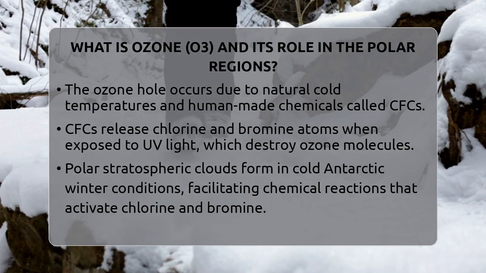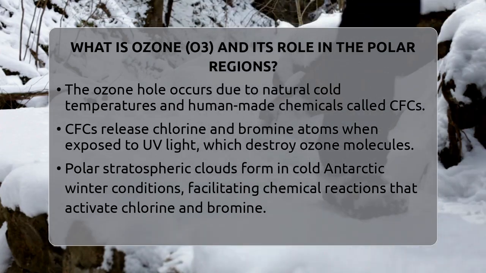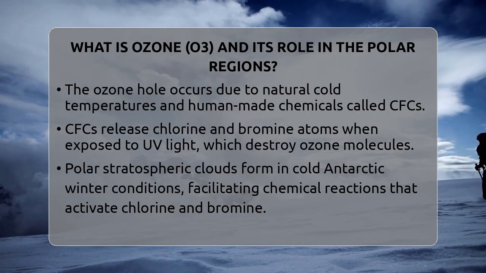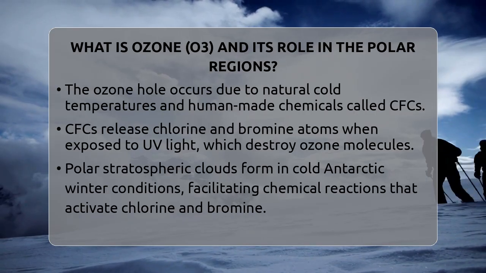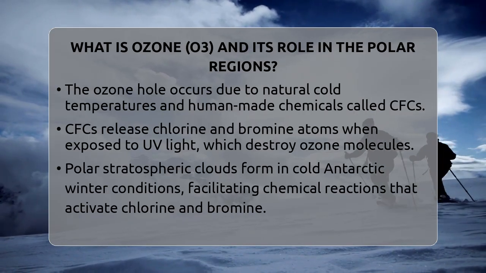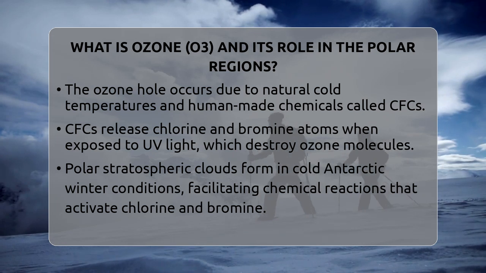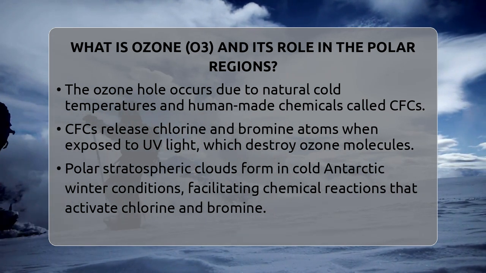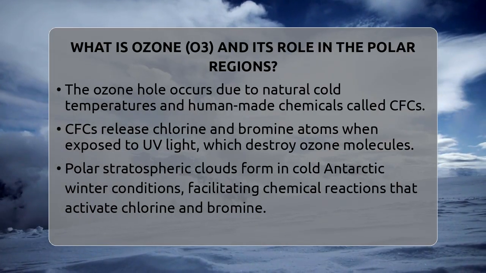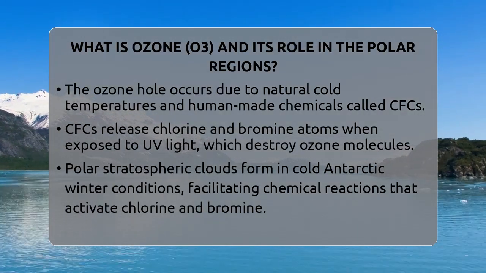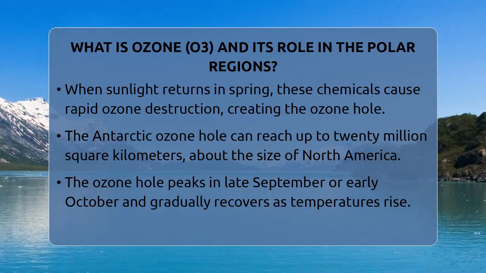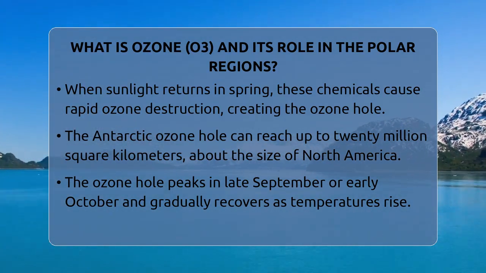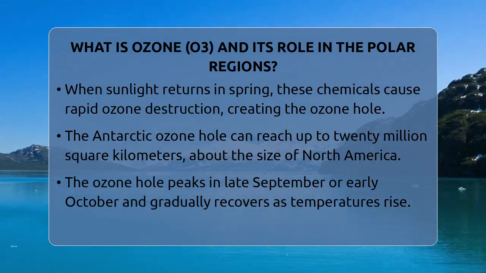Over Antarctica, the cold winter temperatures are especially important. The air over the continent is very cold and forms clouds called polar stratospheric clouds. These clouds provide surfaces for chemical reactions that turn inactive chlorine and bromine into reactive forms. When spring arrives and sunlight returns, the ultraviolet radiation triggers rapid ozone destruction. This causes the ozone layer to thin dramatically, creating the ozone hole.